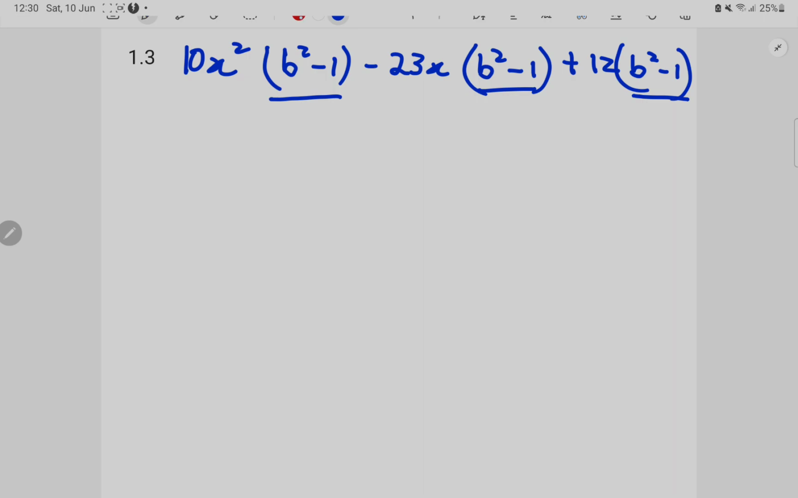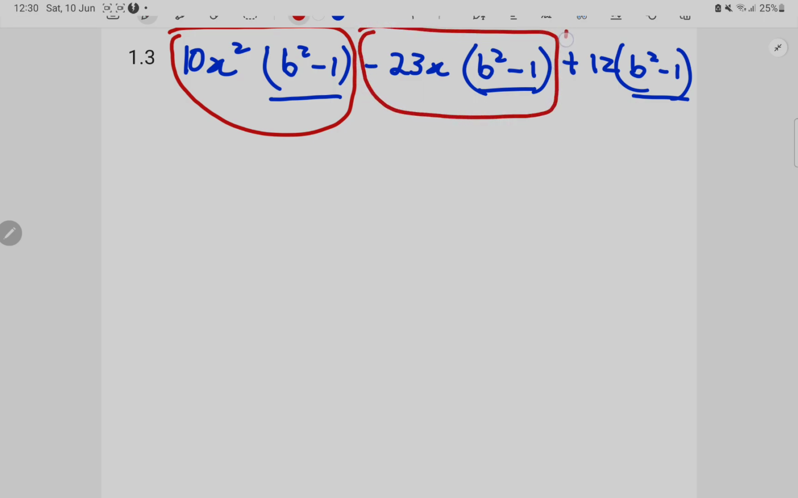This is the first term, this one is the first term, and now this one is the second term, and this one is the third term. With each term, there's b squared minus 1. So b squared minus 1 is the common bracket. And then what is left?